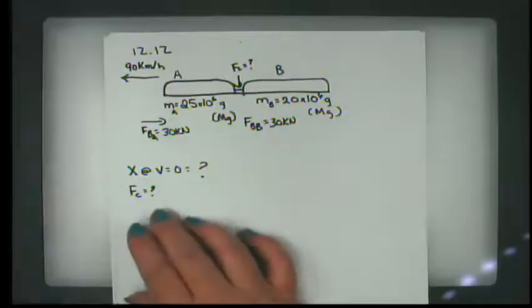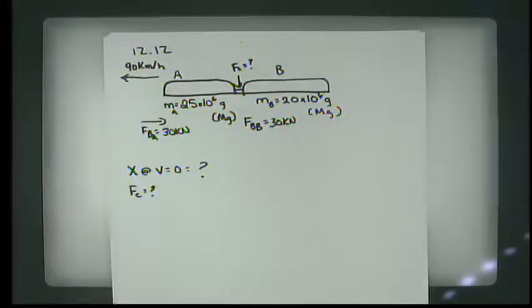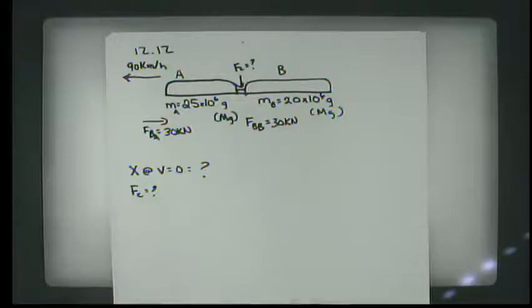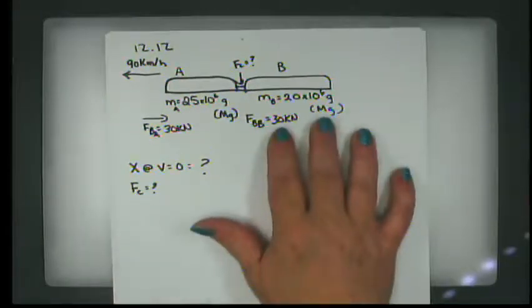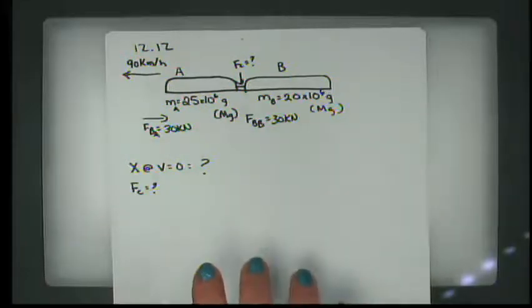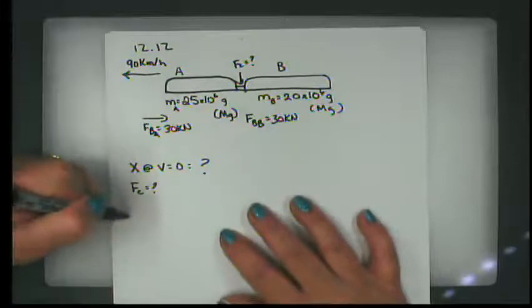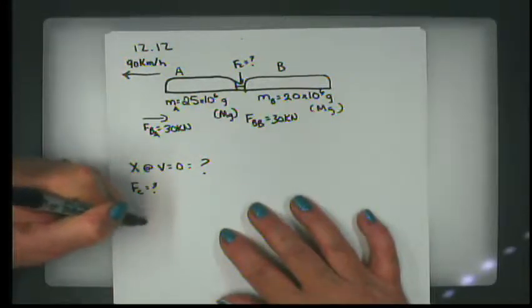All right. So one of the things that's really good about problems like this is it kind of requires that you draw a really good free body diagram. So we can draw a free body diagram of the entire train, and then we can draw a free body diagram of the train's cars separately.